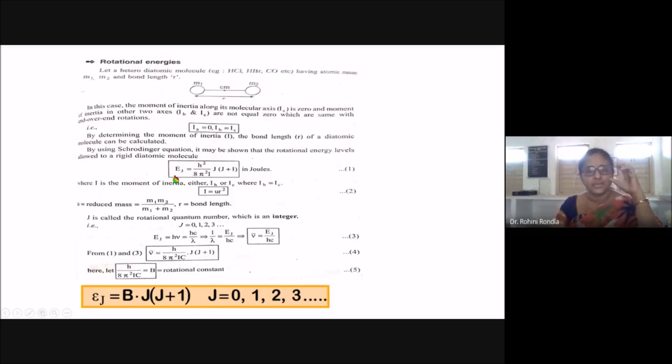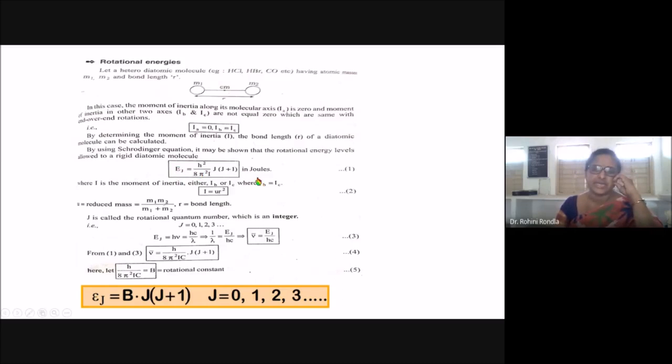Rotational energy is equal to h square by 8 pi square I, into J into J plus 1. What is h? Planck's constant. What is I? Moment of inertia. This J is the rotational quantum number, that is, the zeroth rotational energy level, first rotational energy level, and so on. This equation has been derived from the Schrödinger equation, but just remember this equation. This is the equation to calculate the energy of rotational levels.